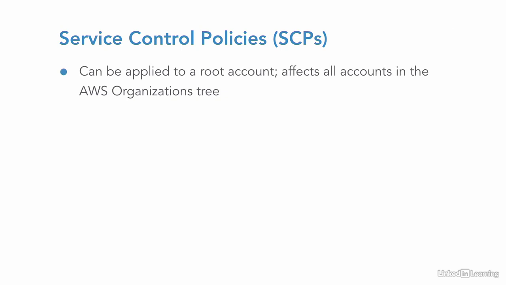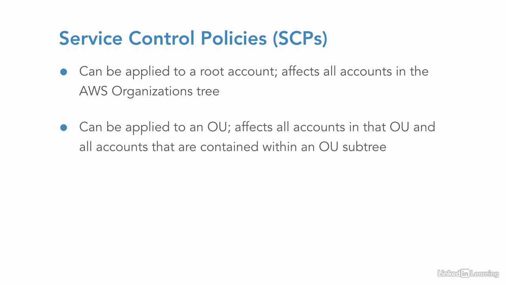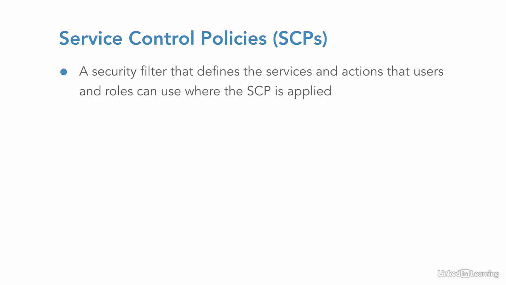If I apply it to a root account, it affects everybody in the tree. If I apply it to a specific OU, then it will affect the accounts in that OU and all the sub-accounts. I can also use a security control policy for an individual AWS account, even an AWS account outside of organizations. Think of the service control policies as a filter that defines the services and the actions that the users and the roles can use where the SCP is applied. An SCP acts like an allow and deny filter.